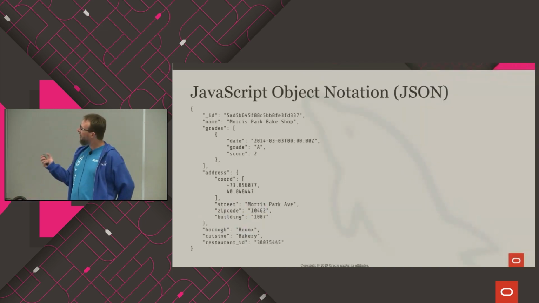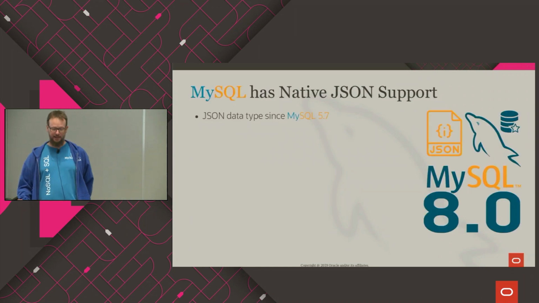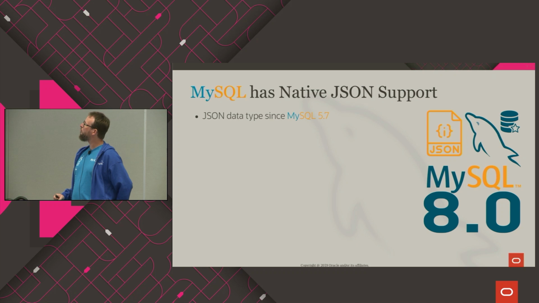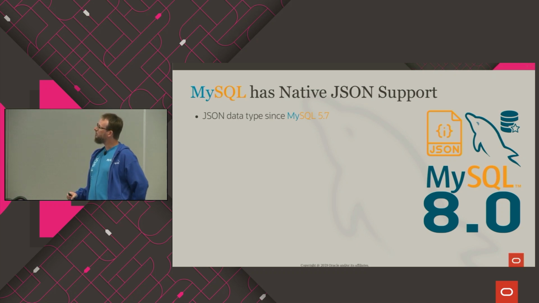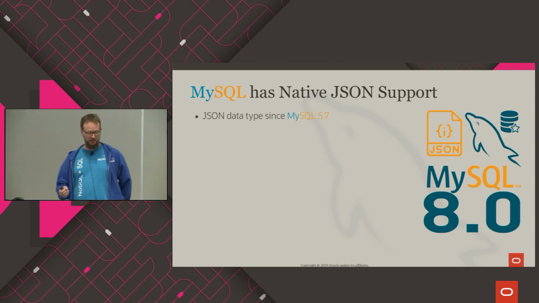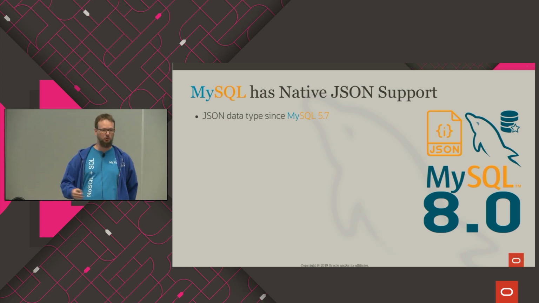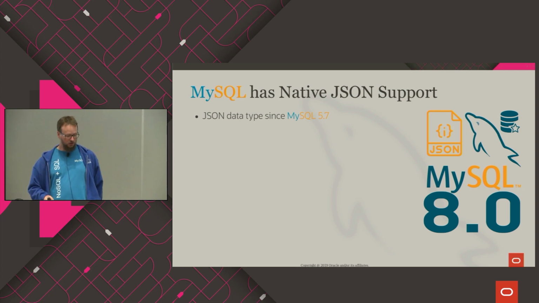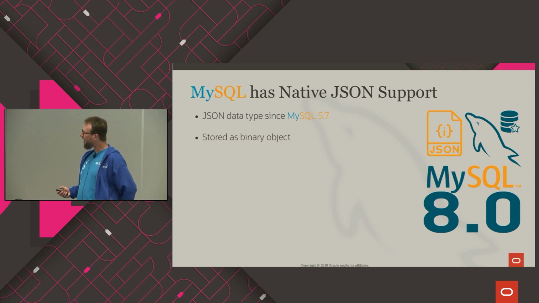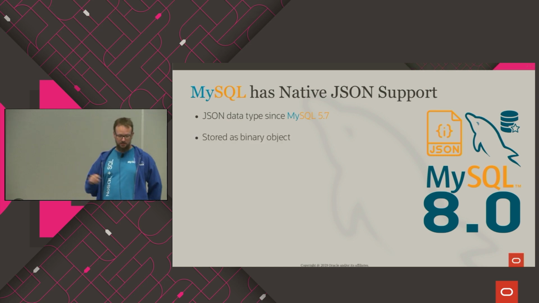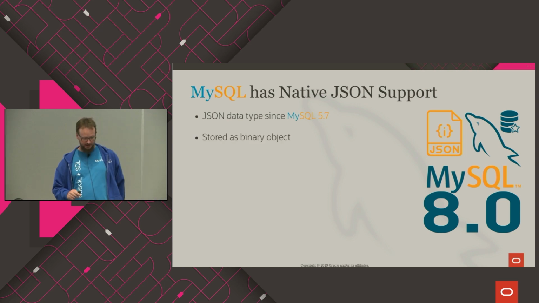So we're going to start with how MySQL works with JSON, right? So this is a JSON document, this is how it looks like. And MySQL 8.0 supports JSON documents, but the data type was already there in 5.7, right? So in 5.7, we have a native data type for JSON documents. It means you don't need to use a large text or something like that to store your JSON. We store the JSON as a binary object, right?